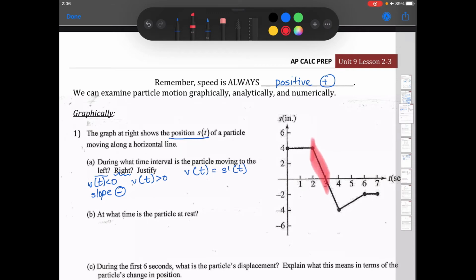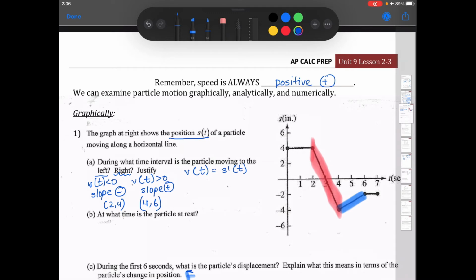So your slope is negative over this interval, which is what? 2 to 4. And your slope is positive means what? That your velocity is greater than 0. So what would that be? Your slope is positive over this interval, 4 to 6. From 0 to 2, it is just constant, and similarly from 6 to 7. So we really didn't need to talk about that, right? It's just asking us left and right. So our right would be 4 to 6.